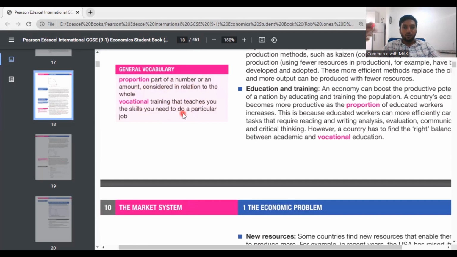For example, if you love to learn commerce with Mac, how to run a YouTube channel, get subscribers and get monetized, follow the channel. That's what I want to say. That's vocational training. I'm giving you a skill. Learning a skill easily is also a part of training.